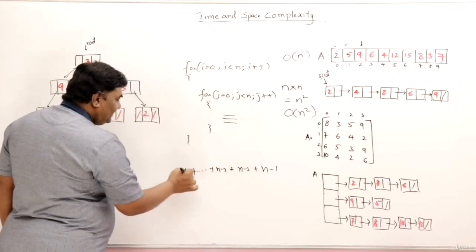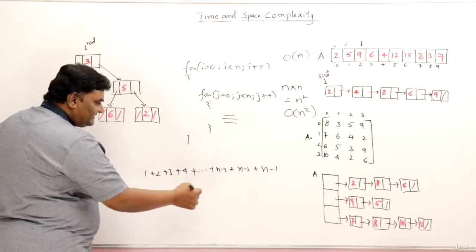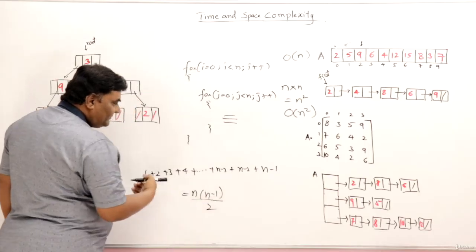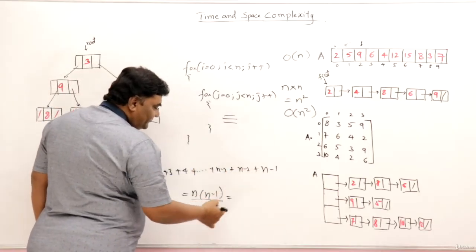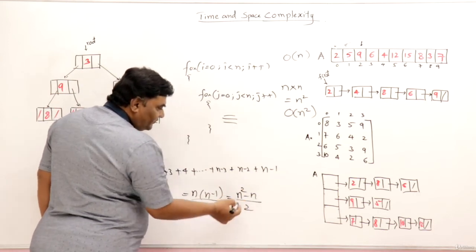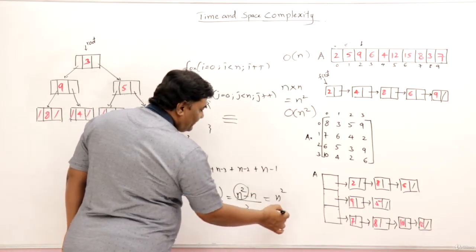Then finally it will be 4 elements, 3 elements, 2 elements, then 1. This is what? n into n minus 1 by 2. Sum of the first n natural numbers. So this will be n square minus n by 2. So what is the degree of this polynomial? This is n square. So it's order of n square.